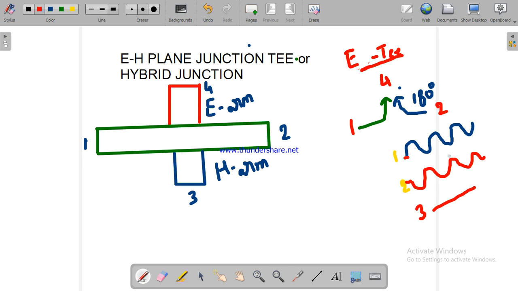In the previous class we already discussed the E plane T as well as the H plane T. Here it is the hybrid junction, and it is also called a magic T. Why we call it a magic T and hybrid junction, we will discuss now. Here you know the operation of these. Now we discuss the magic T.